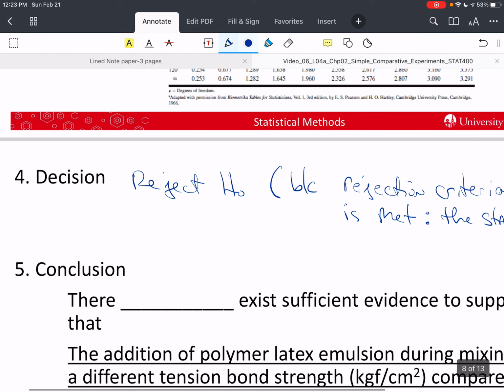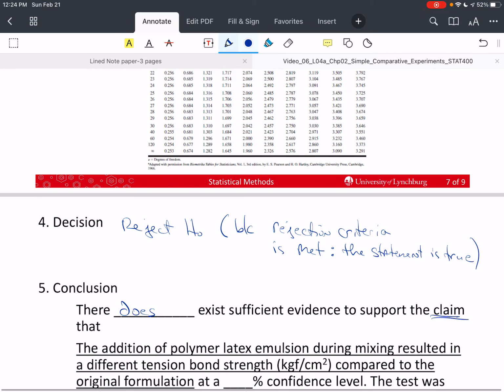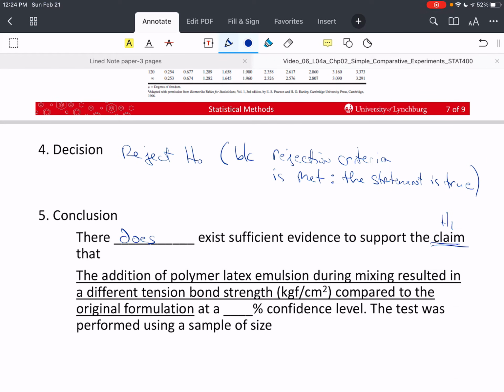Okay. So if I do reject the null, there does exist sufficient evidence to support the claim. The claim is H1. And so now I have to write the claim in words: that the addition of polymer latex emulsion during the mixing process resulted in a different tension bond strength in the units given here compared to the original formulation at a 95% confidence level. The test was performed using a sample size of N1 equals N2 equals 10. Should have underlined that.